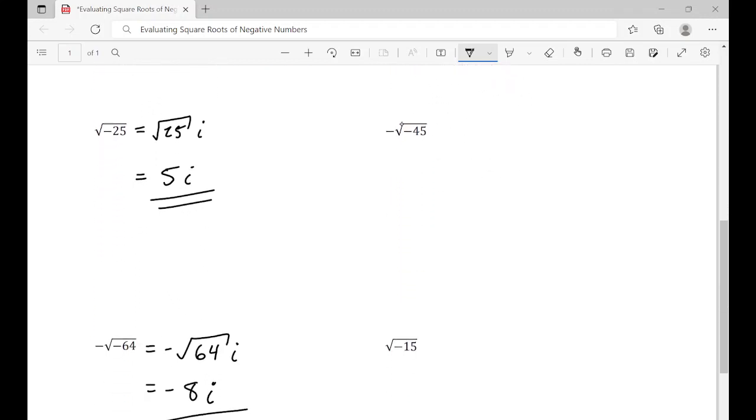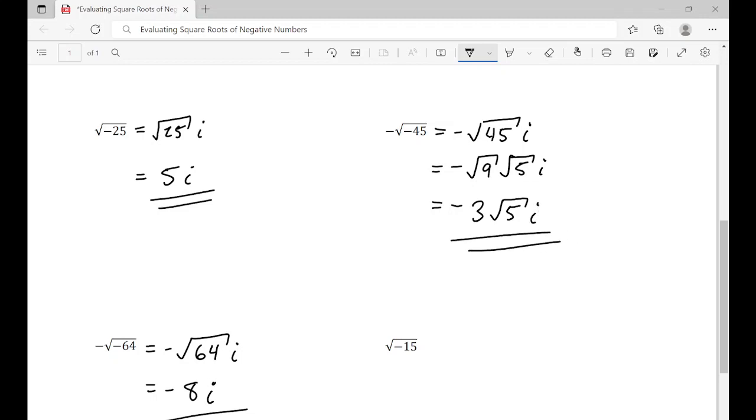Next we have negative square root of negative 45. Just going to treat it the exact same. So negative square root of 45 with the negative kicked in the back as an i. And then square root of 45 is just square root of 9, square root of 5, i. And so just simplify what we can. So negative square root of 9 is just 3, root 5 is just root 5, and then i stays in the back. And that's all there is to this one.